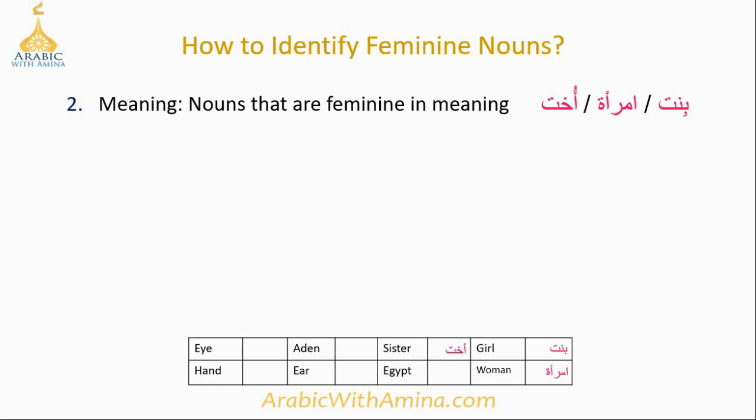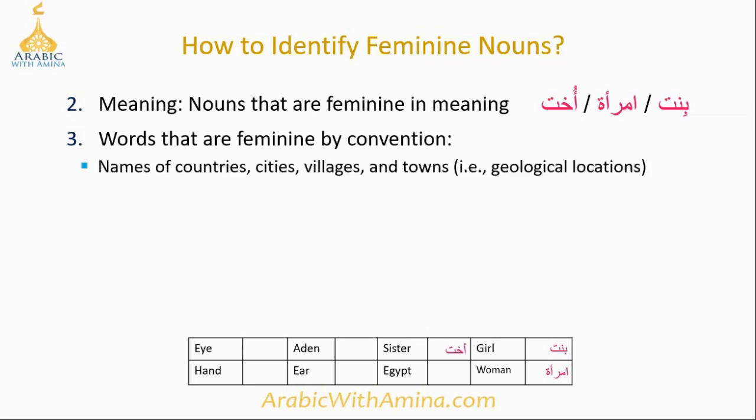The next way to identify feminine nouns, and this is related to the previous way, is words that are feminine by convention. Any name of countries, cities, villages, or towns, that is geographical locations, are feminine. An example of this would be Egypt, Misr, and Aden, Adan. Misr is a country and Adan is a city. So these nouns are feminine.